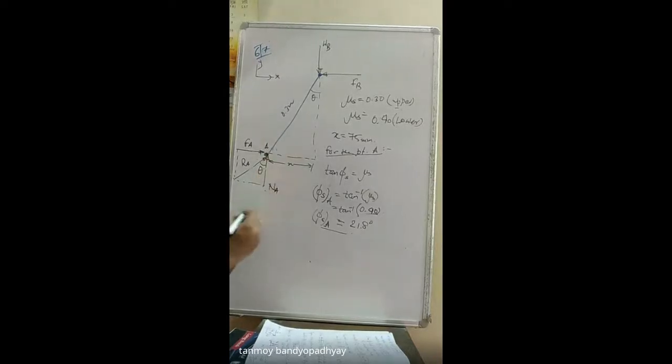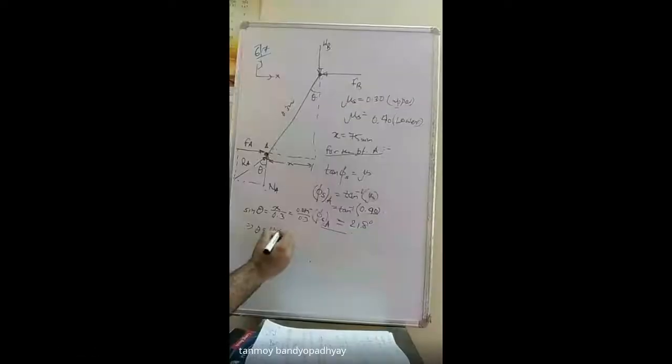Sin theta will be equal to perpendicular by hypotenuse. So perpendicular is x divided by 0.3. So x is given to be 0.075 divided by 0.3. So what is the value of theta you are getting? Calculate the value of theta quickly. 14.5 degrees, sir. So just write down 14.5 degrees.